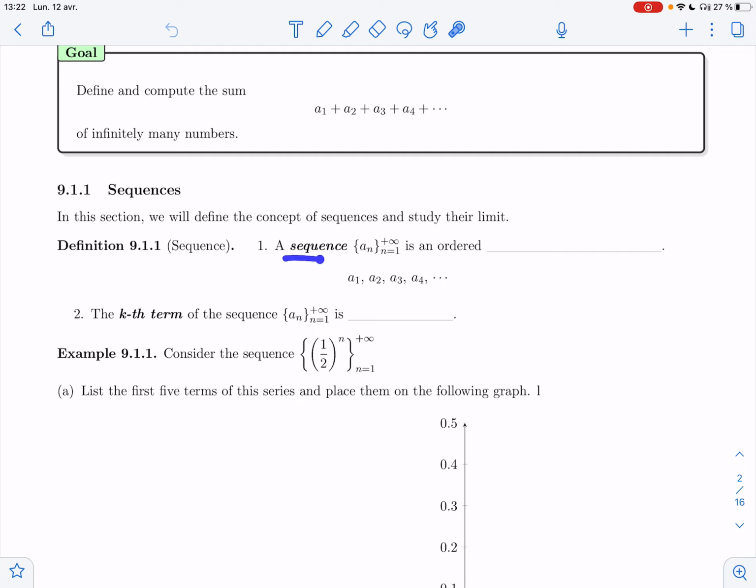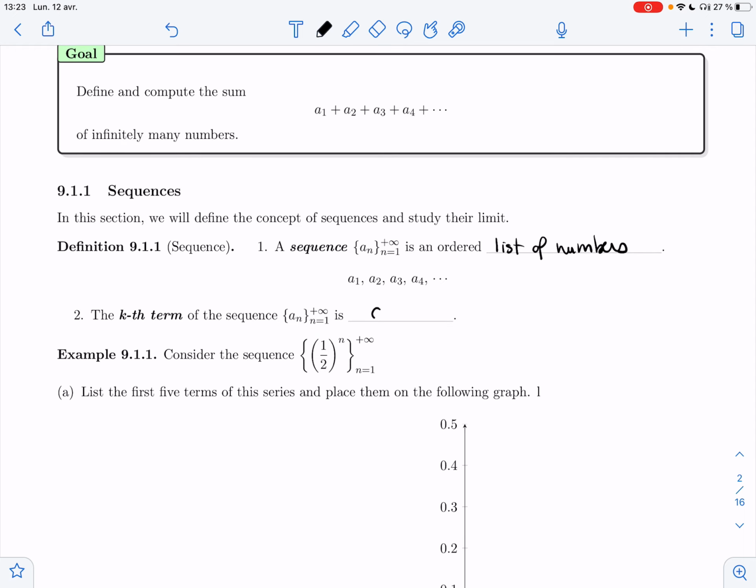So when I say a sequence, what I mean is just an ordered list of numbers, real numbers. And so here, if I write it that way, what I mean is you take a_n, you plug in n equals 1, then you plug in 2, that's going to be the second, third number on your list, fourth, and so on. We're going to call each one a term. So the kth term of the sequence is a_k.